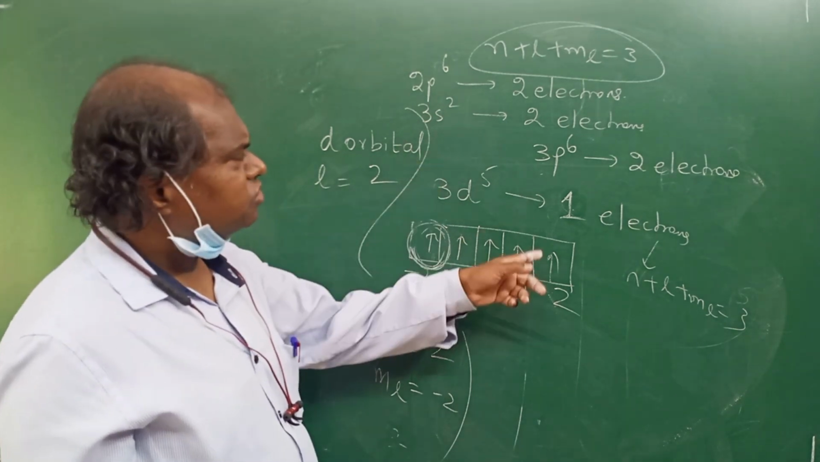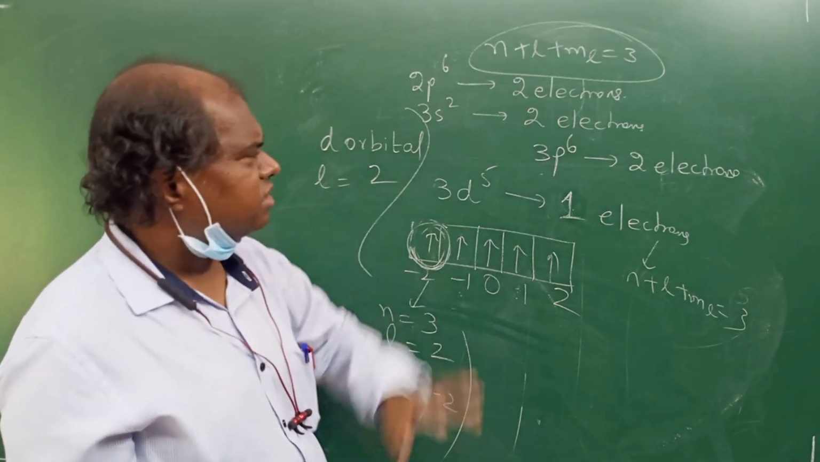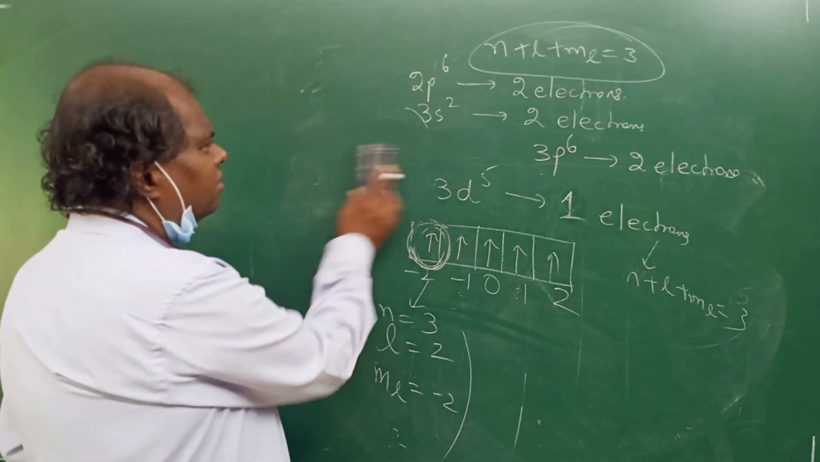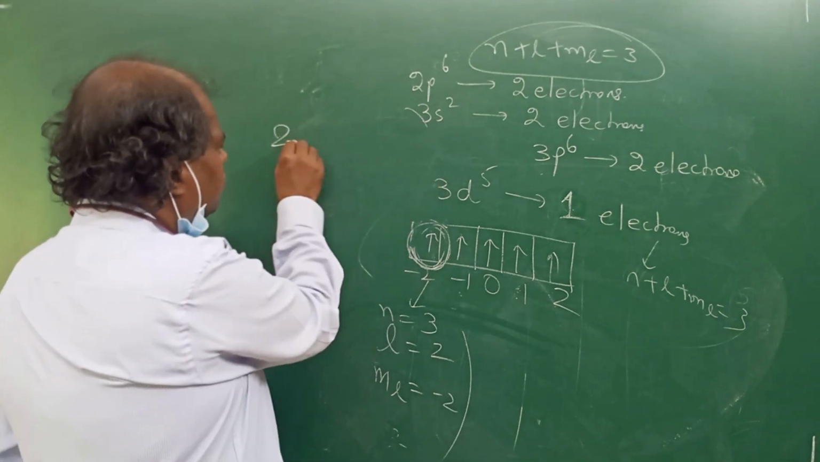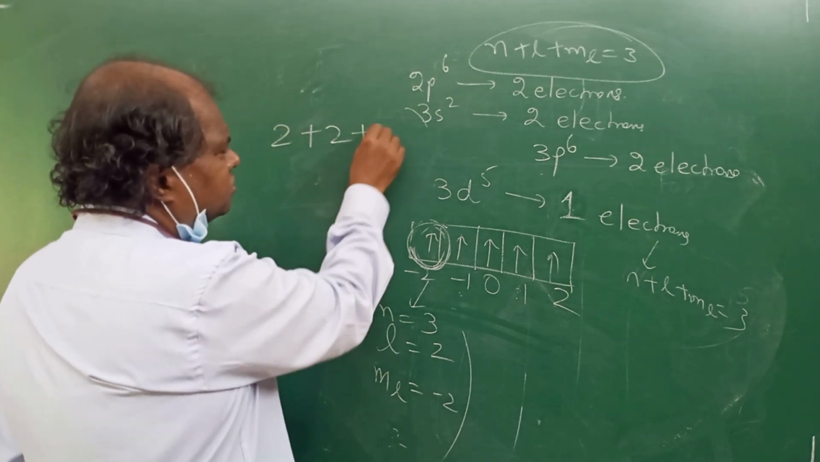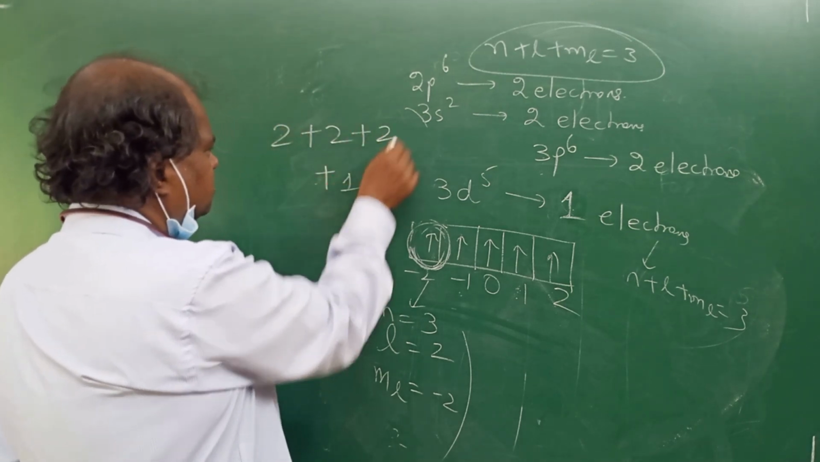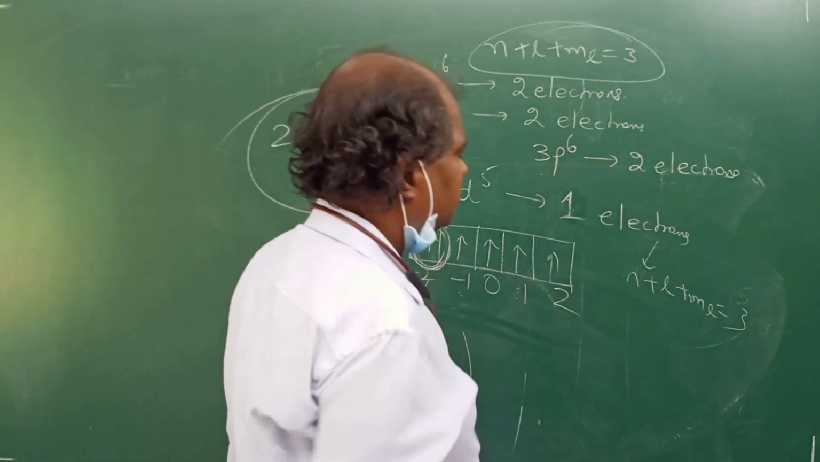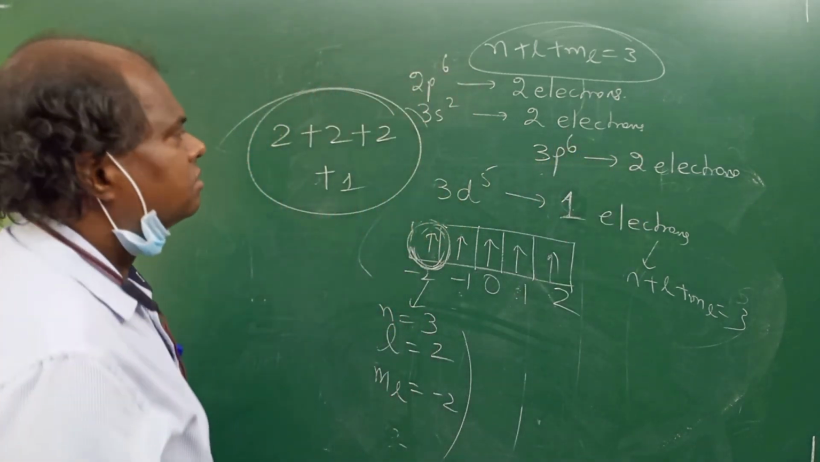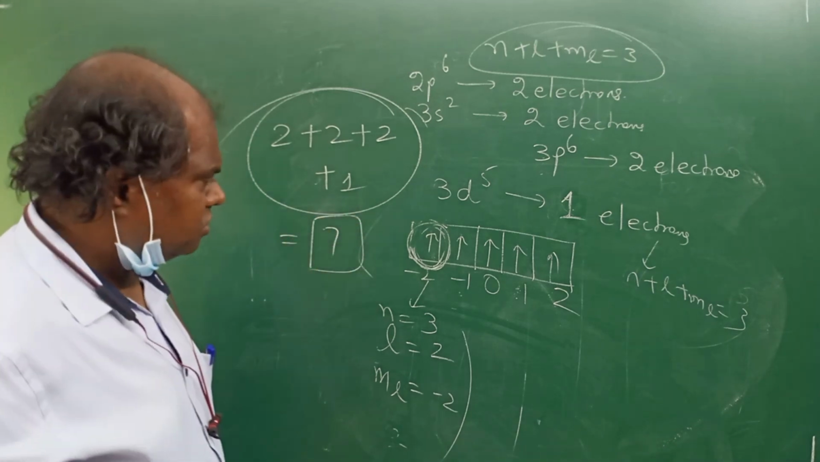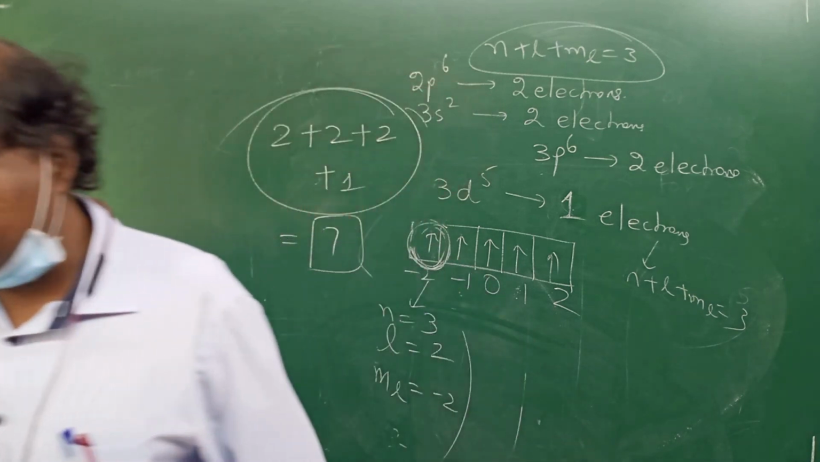Fine. So these many electrons, students, have n plus L plus ml equal to 3. So what is the total answer? Tell me. The total answer will be 2 plus 2 plus 2 plus 1 electron here. Okay. So the answer is 7. So there are 7 electrons whose n plus L plus ml is equal to 3.